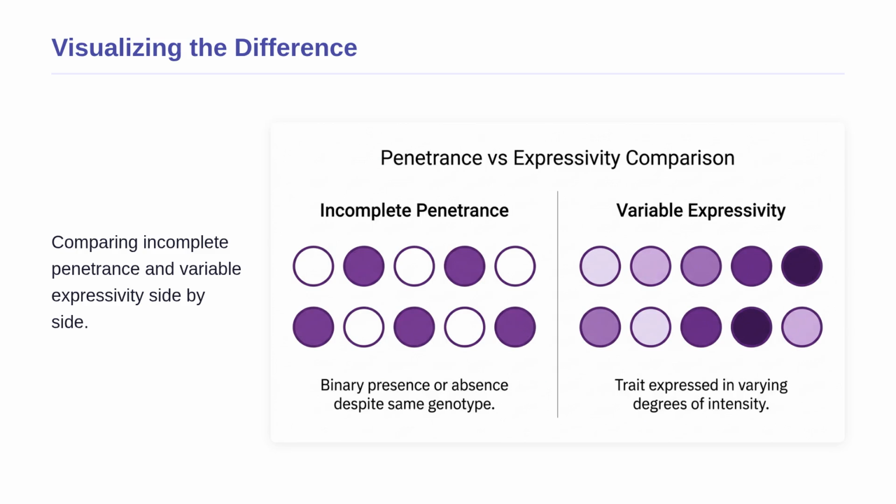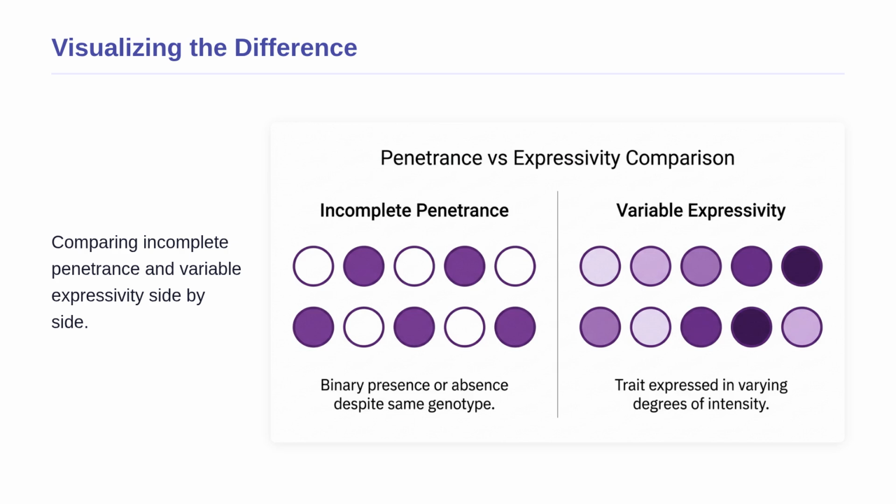Now that we have calculated both concepts, let us look at a visual comparison to cement our understanding. On the left side of this diagram, we see incomplete penetrance. Notice how some circles are fully colored purple, while others remain completely white. The trait is either entirely present or entirely absent, even though all these individuals share the same genotype.